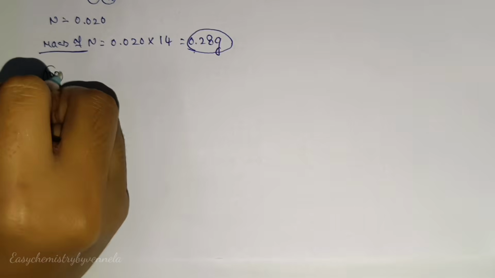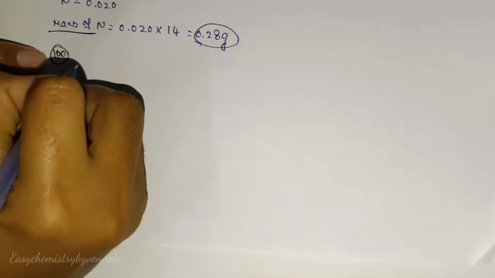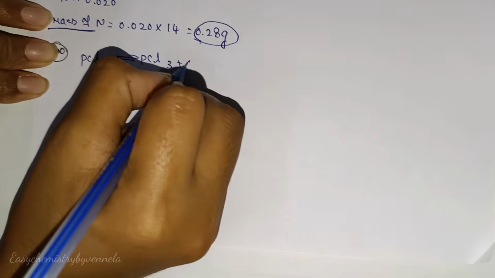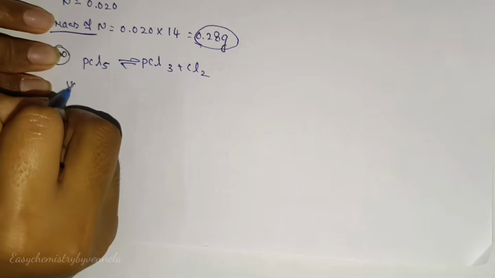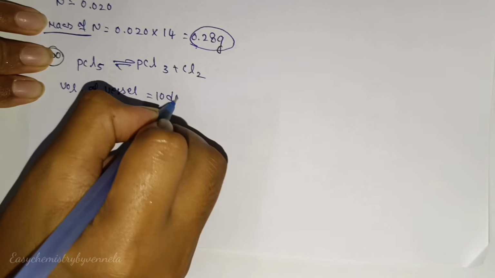Next question. A quantity of PCl5 was heated in a 10 decimeter cube vessel at 250 degrees centigrade, giving PCl5, PCl3 and Cl2. At equilibrium, the vessel contains 0.1 mole of PCl5 and 0.2 mole of Cl2. What is the equilibrium constant of the reaction? You have to find out. Given equation, PCl5 gives rise to PCl3 plus Cl2. This is the given reaction. Volume of vessel is already given, 10 decimeter cube.